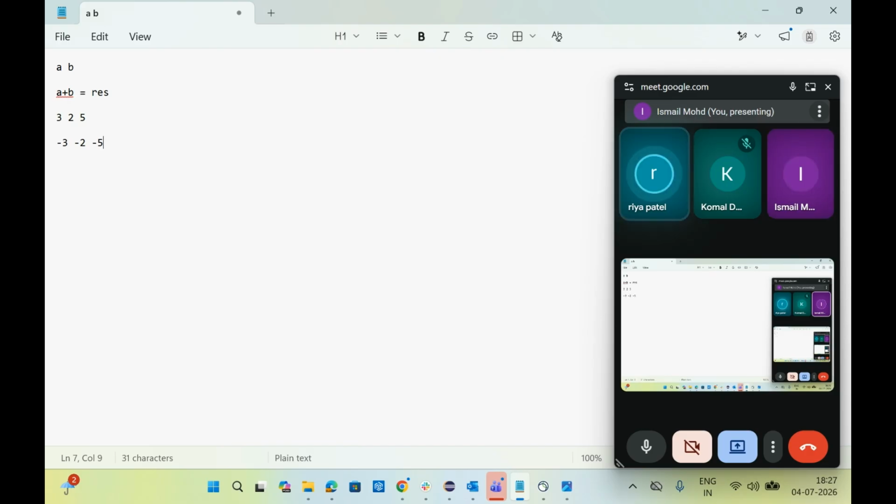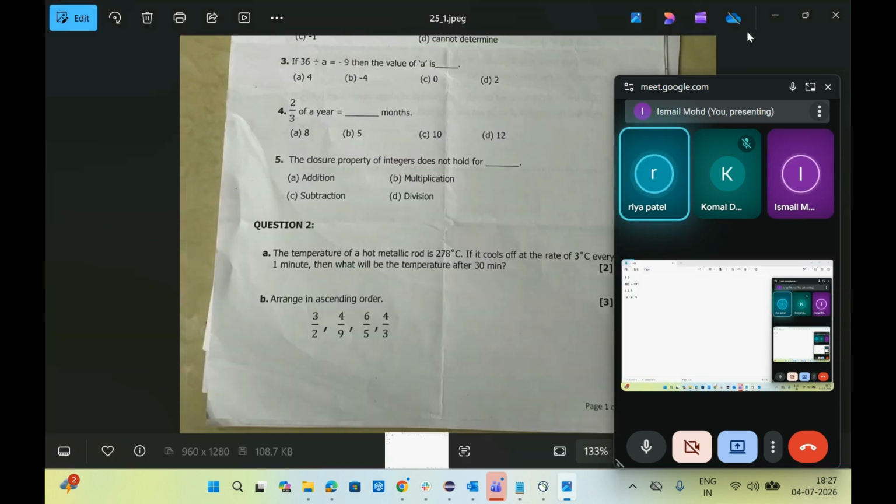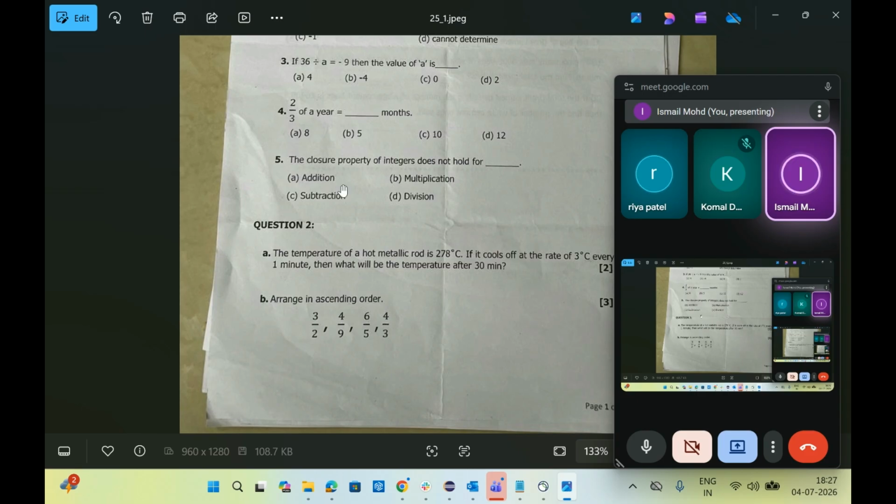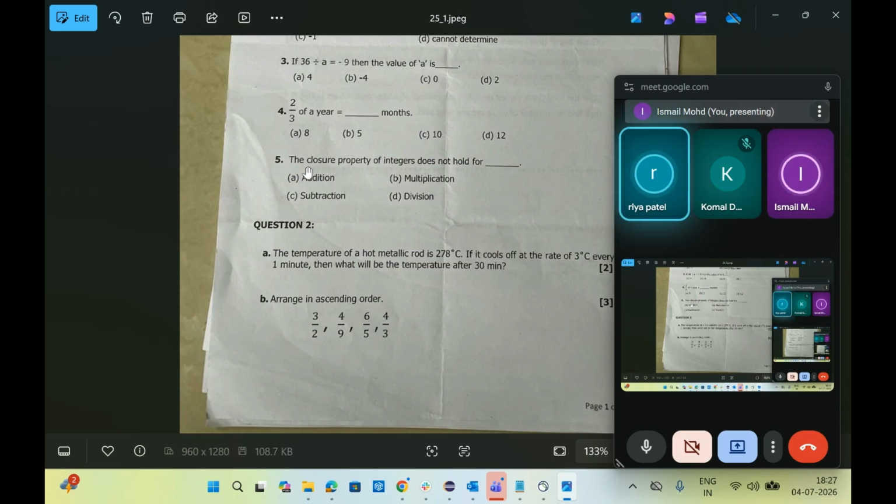If you take any two integers and do some operation on them, whether addition, subtraction, multiplication or division, only these operations are there. After doing that operation, if the result is also an integer, then it is closed under that particular operation. So we took two integers a and b and got an integer. So it is closed under addition.